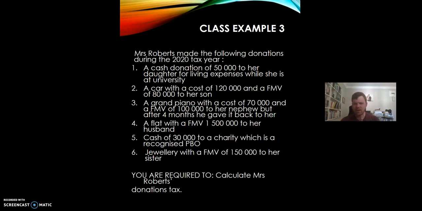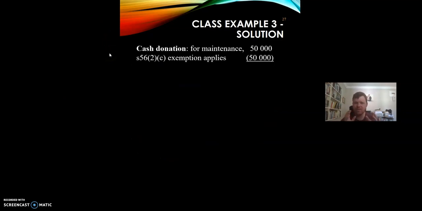Now you're required to calculate Mrs. Roberts' donations tax for the year. I don't give you the order, I don't give you the dates of the donations, just assume they go in order, and obviously assume they're all in the same year. Now, here's what we would need to do. We have to basically take all the donations, see if they're exempt, and whatever's left behind, multiply by 20%.